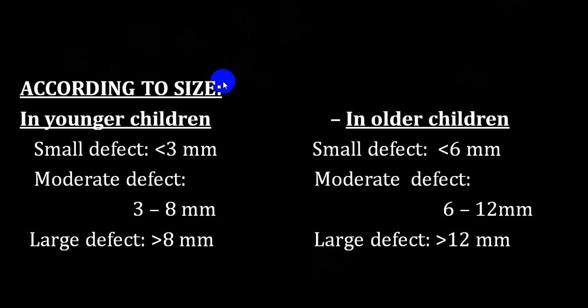Depending upon the size, a small defect in younger children is less than 3 mm, moderate is between 3 to 8, and more than 8 is called a large defect. So this will be called mild, moderate, and severe size-wise. While in older children this is doubled. So less than 6 is considered a small defect, between 6 to 12 is considered moderate, and more than 12 mm is considered a large defect. As the child grows, the size changes.